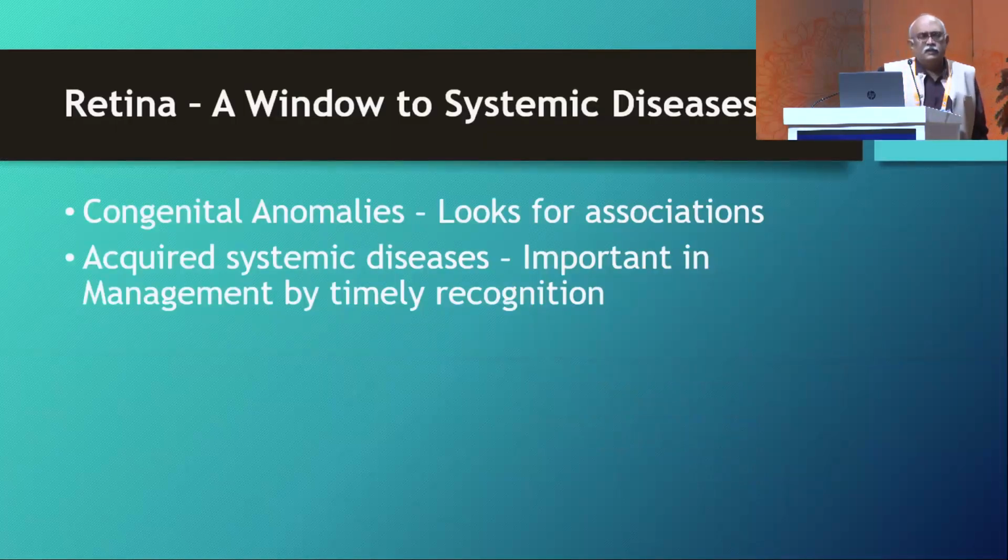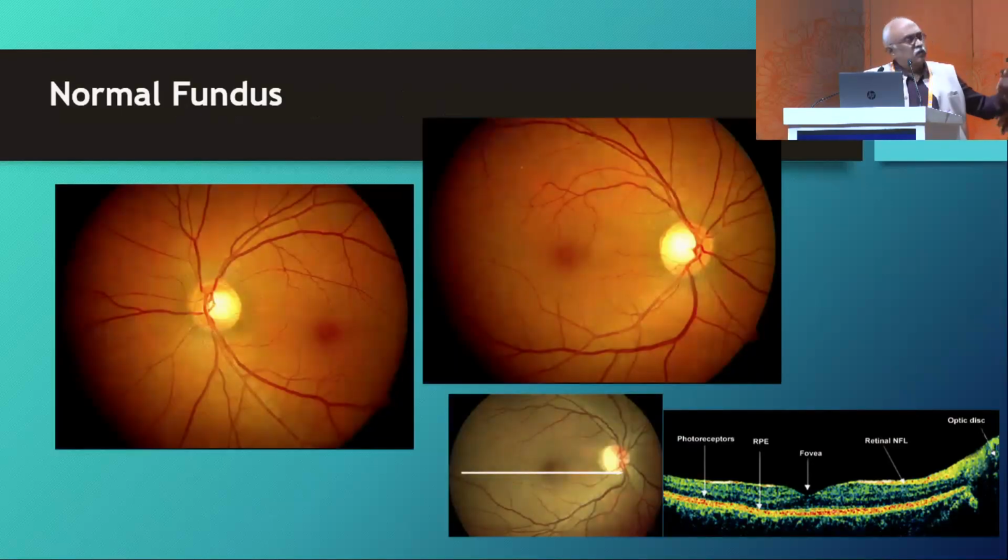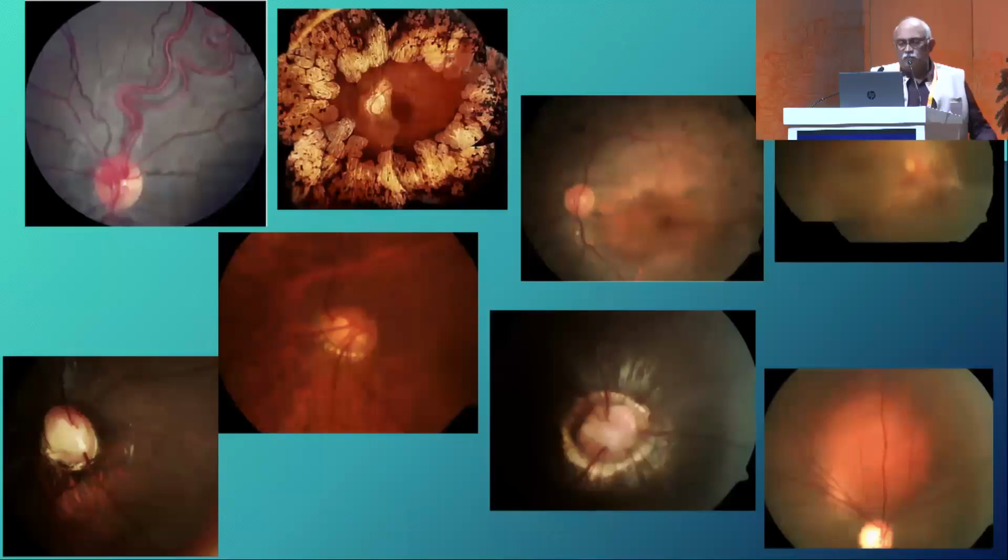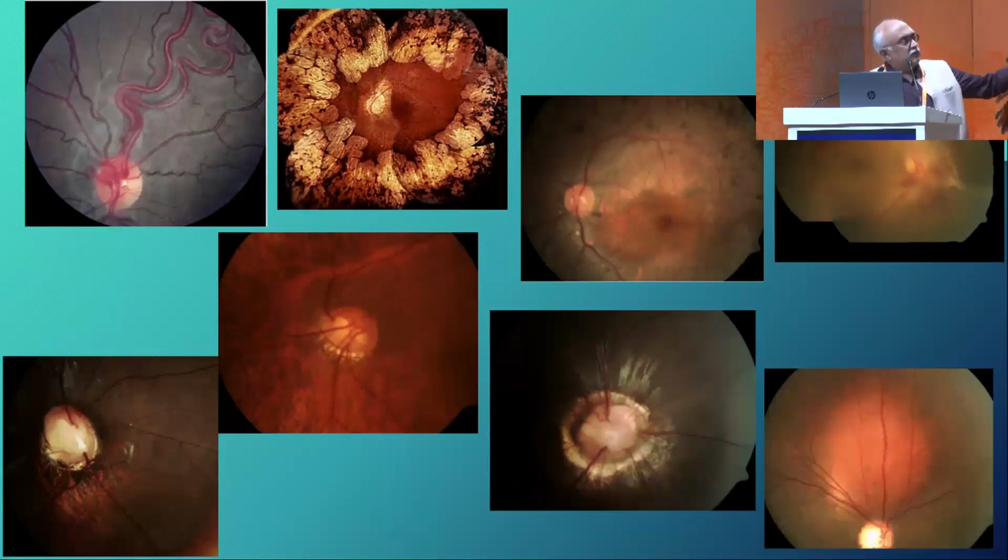The retina is supposed to be the window to systemic diseases. You can see the retina and diagnose a lot of things. They can be congenital or acquired anomalies. Like this is a normal fundus. All of us know what a normal fundus is, and there are a lot of findings like Wyburn-Mason syndrome, or coloboma of the optic disc with midline anomalies, hemangioma with Sturge-Weber syndrome, then von Hippel-Lindau, so a lot of things are there which will be covered in the future talks.